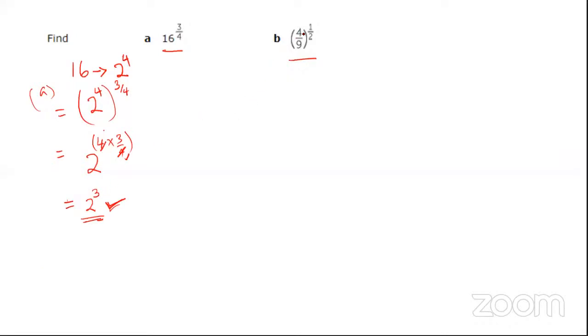Then we also do the same thing to this. So we say 4 is the same as 2 to the power of 2. Then 9 is the same as 3 to the power of 2. That's step 1. So step 2, we now substitute. So we shall have 2 to the power of 2 over 3 to the power of 2. All this one is to the power of what?